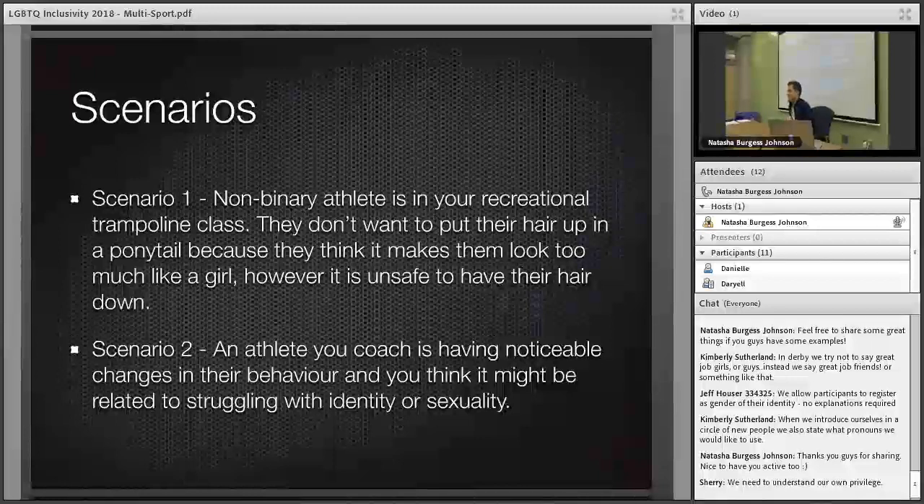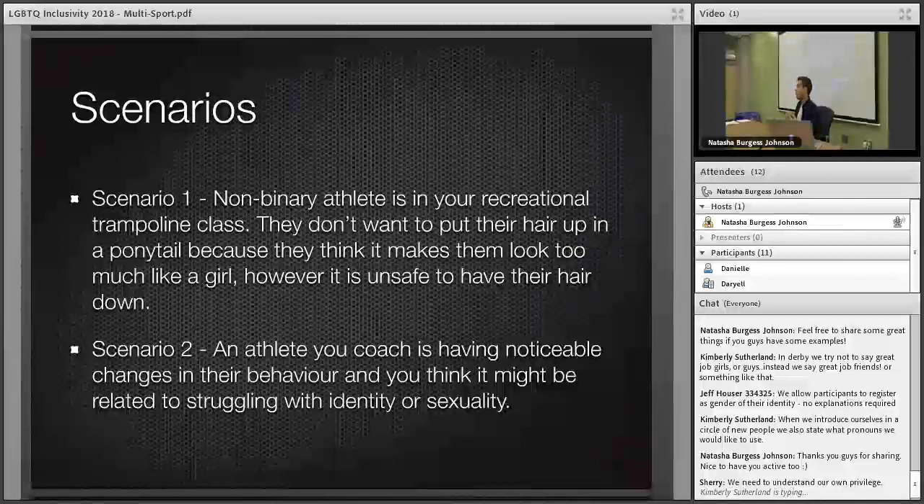Safety issue. Safety issue should trump anything, right? And safety is important, and it would trump everything, but we found a way to accommodate the athlete without forcing them to put their hair in a ponytail. We gave them the option of wearing a headband, or a toque, or a bandana, something that wasn't going to fly off, but something that was going to keep everything safe, and that they could still have their hair down if they wanted to.